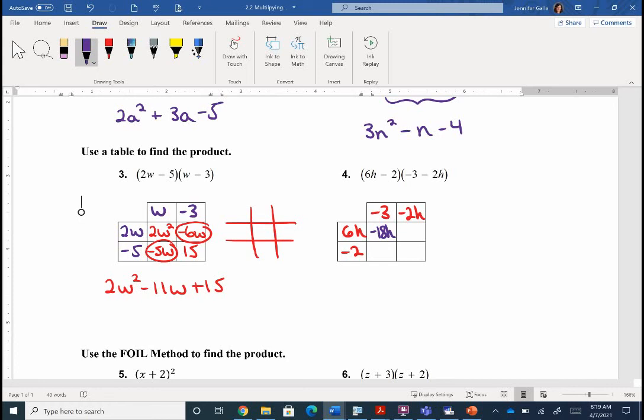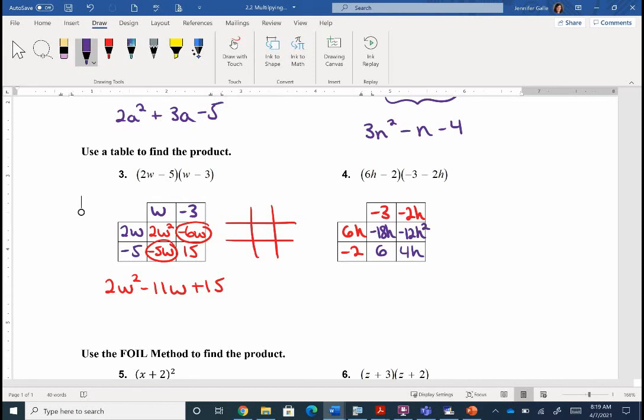Then I have a 6h and a negative 2h. Now I have a negative 12h, and now it's squared because I had an h times an h. So be careful. Don't just automatically assume because on the first 3 we had something squared first that that's always going to be the case. Negative 2 times negative 3 is positive 6. Negative 2 times negative 2 is going to be positive 4h.